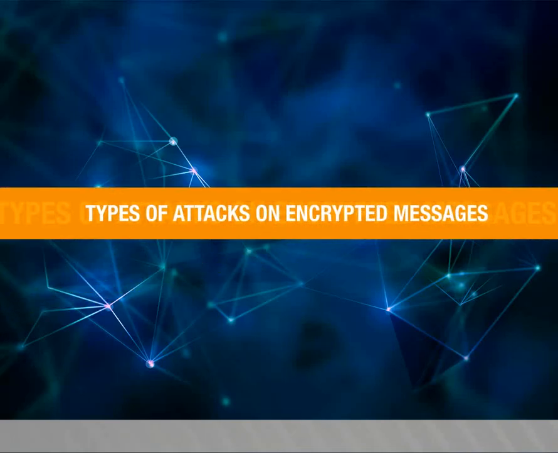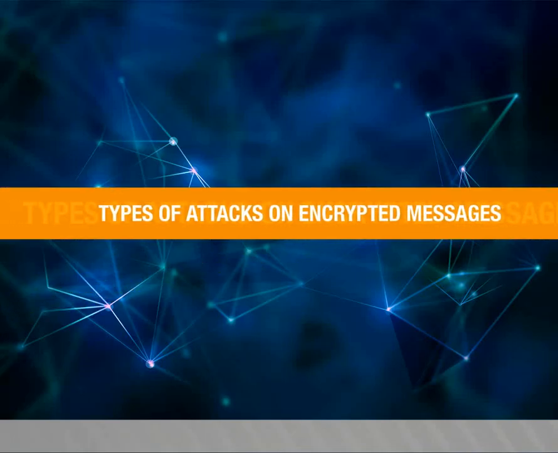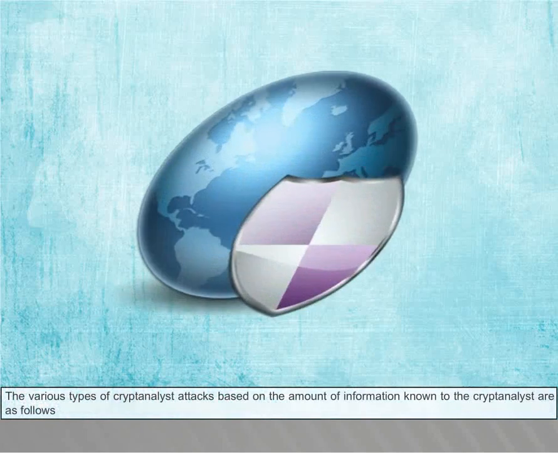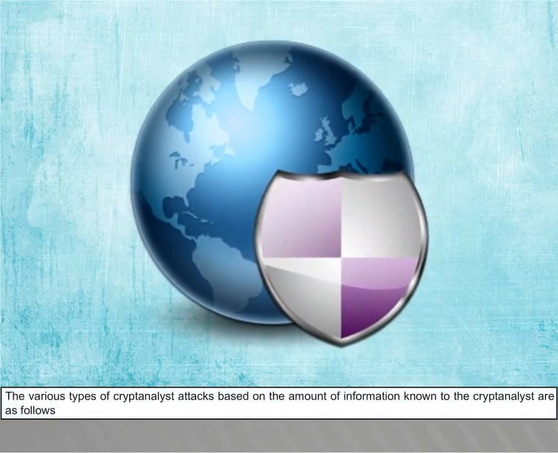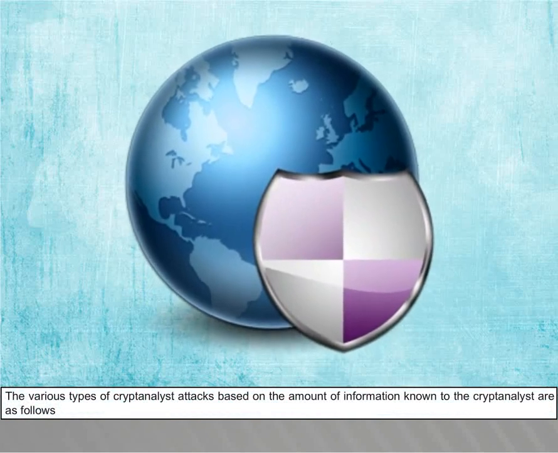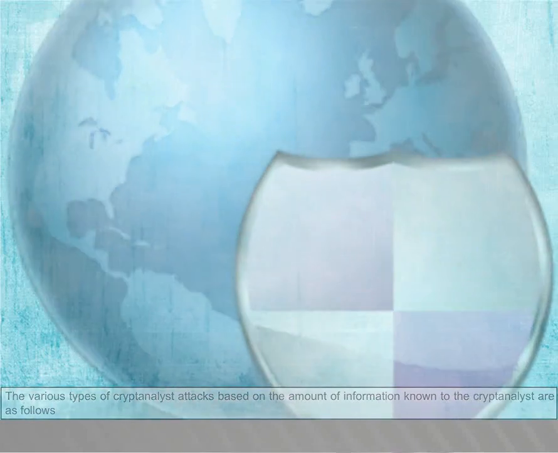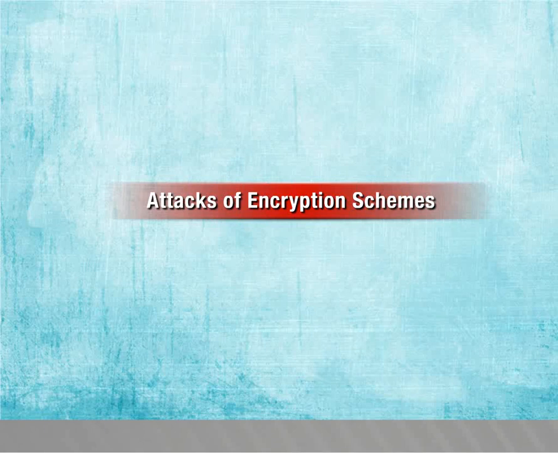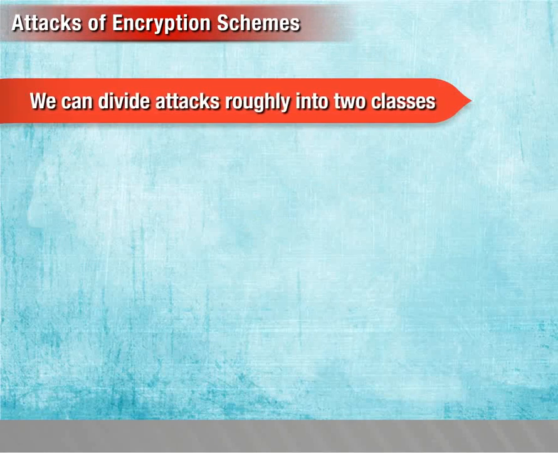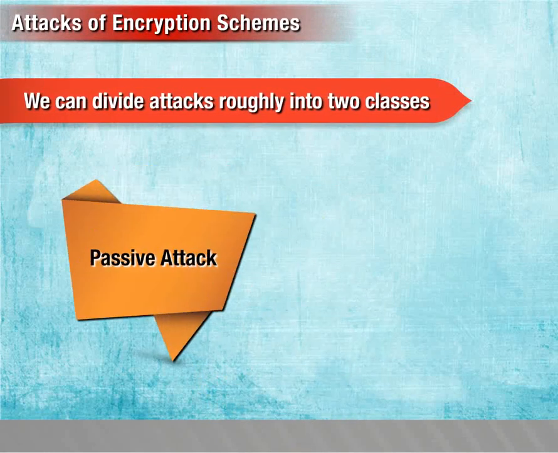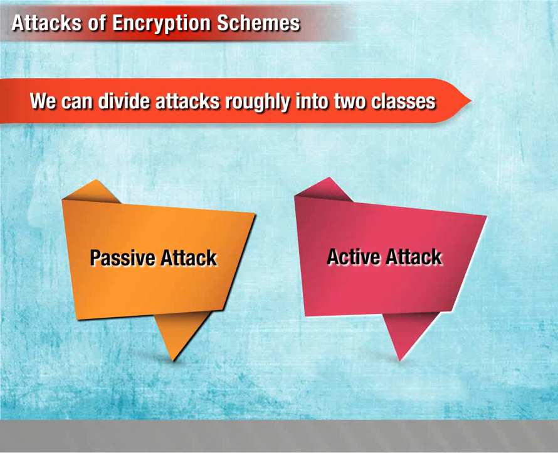Types of attacks on encrypted messages. In this video, we are going to see about types of attacks on encrypted messages. The various types of cryptanalyst attacks based on the amount of information known to the cryptanalyst are as follows. Attacks on encryption schemes. We can divide attacks roughly into two classes: passive attack and active attack.